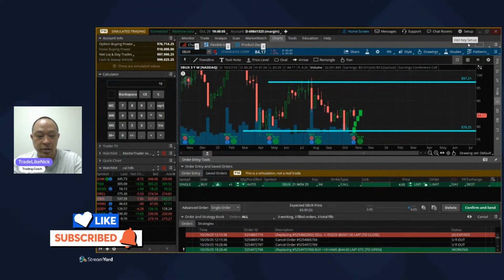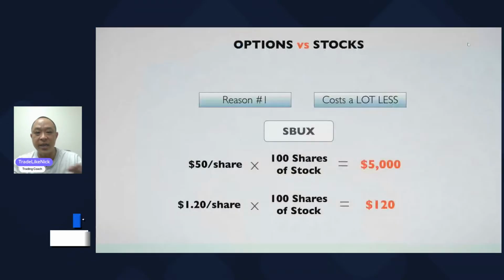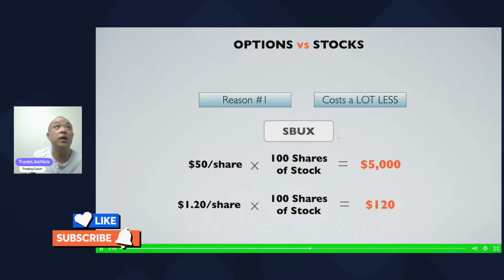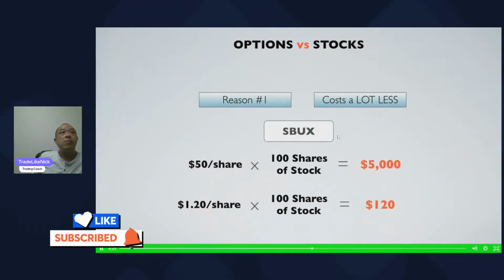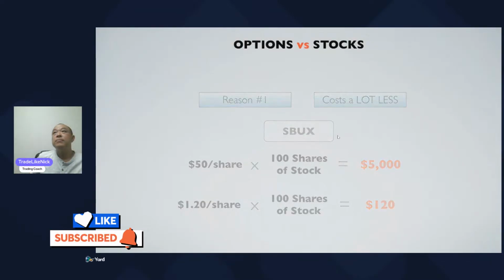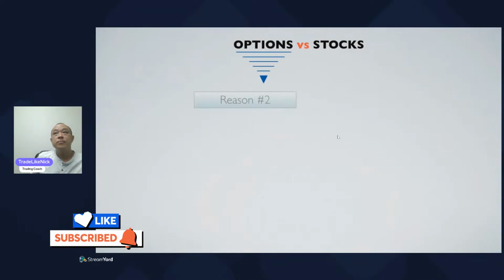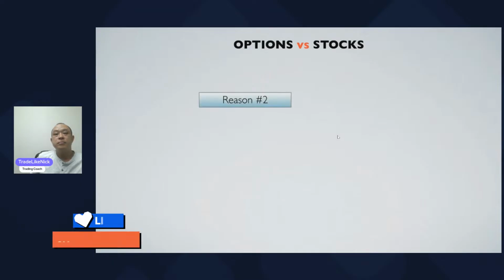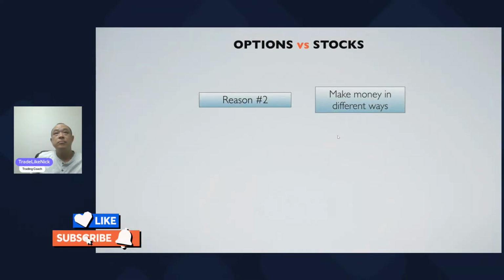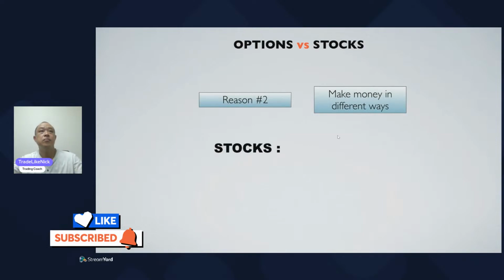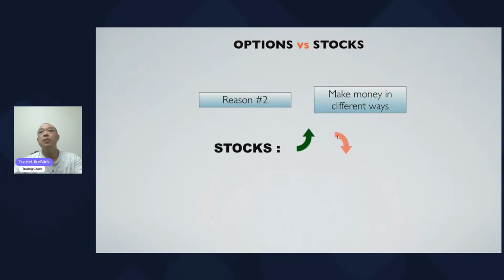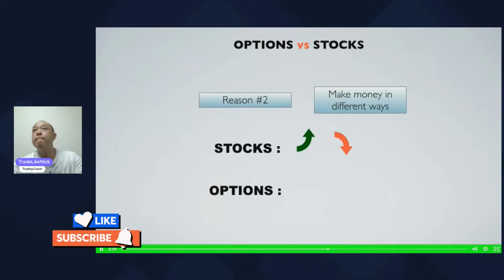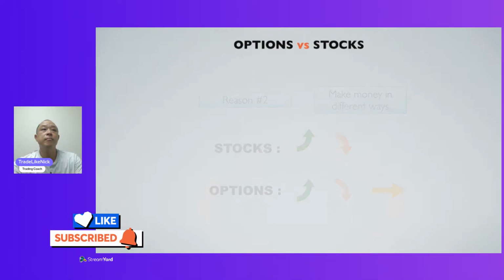All right. So let's go back to the other advantages of options. As you can see, options is a lot less capital intensive than buying stocks. The second reason traders prefer options is because it allows them to make money in different ways. With stocks, you can only make money when the stock goes up or down. With options, you can make money when the stock goes up, down, and even sideways.